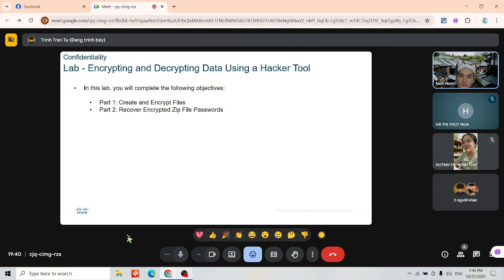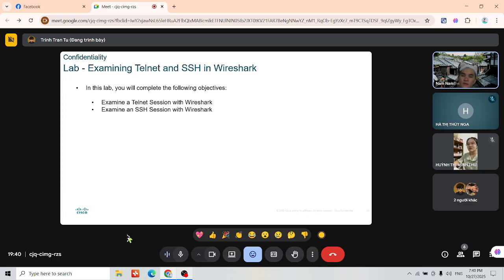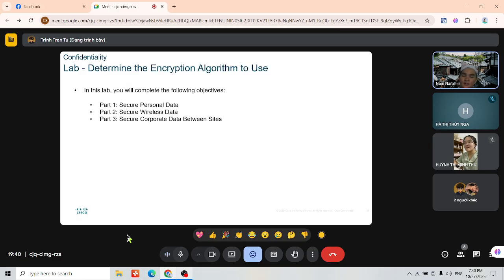In this lab, you will complete the following objectives. Part 1: create and encrypt a file. Part 2: recover an encrypted zip file password. In this lab, you will complete the following objectives. Part 1: examine a Telnet session with Wireshark. Part 2: examine an SSH session. In this lab, you will complete the following objectives. Part 1: examine the validator, and examine corporate data between sites.